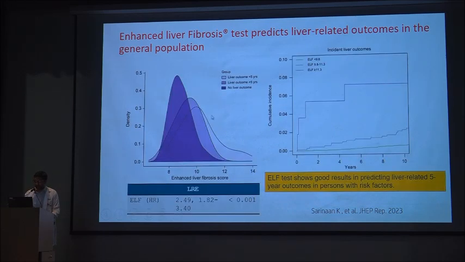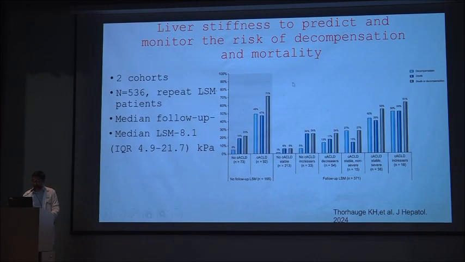When ELF was seen as a continuous variable, patients with a higher ELF score at baseline had more liver-related outcomes within 5 years. ELF also had good prediction as far as liver-related outcomes and incident events. An ELF of more than 11.3 showed a significant association with incident liver-related outcomes.